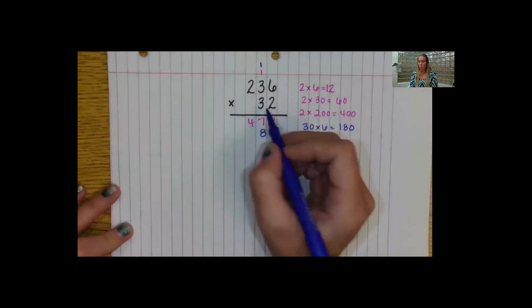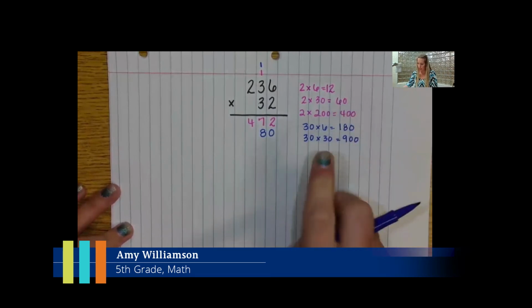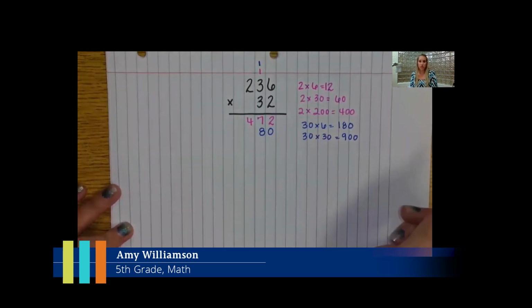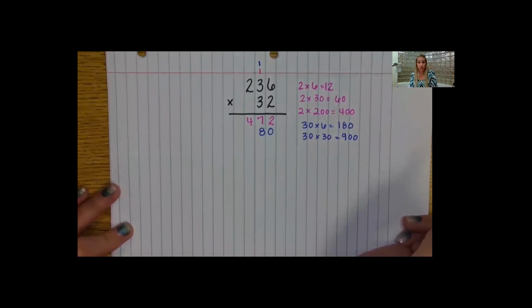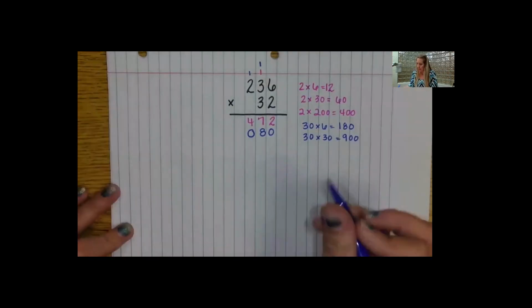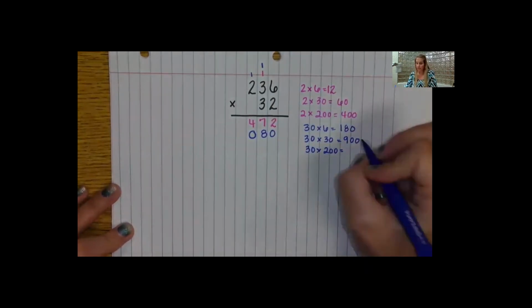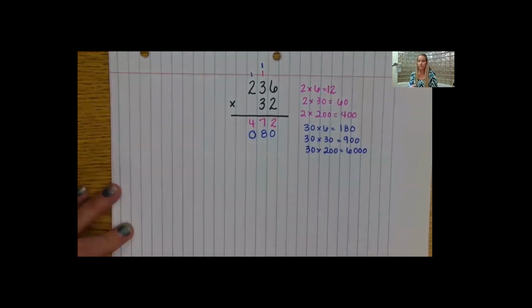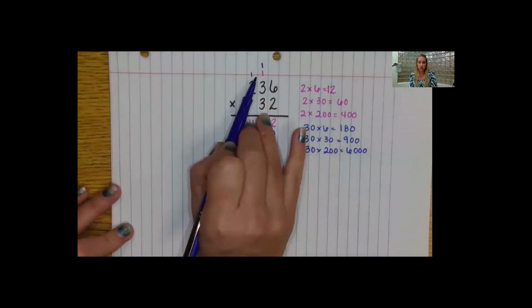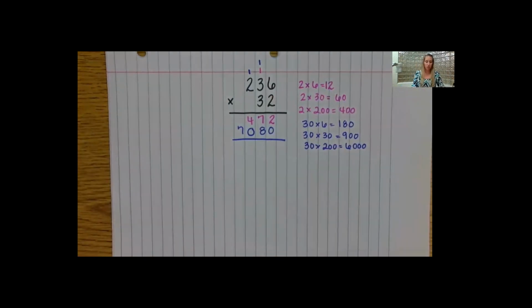30 times 30 is 900, plus the 100 I just regrouped is 1,000. So I'm going to need a 0 in the hundreds place, and I'm going to have to regroup 1,000. Now, 30 times 200 is 6,000, plus the 1,000 we just regrouped is 7,000. Now, these are my partial products.